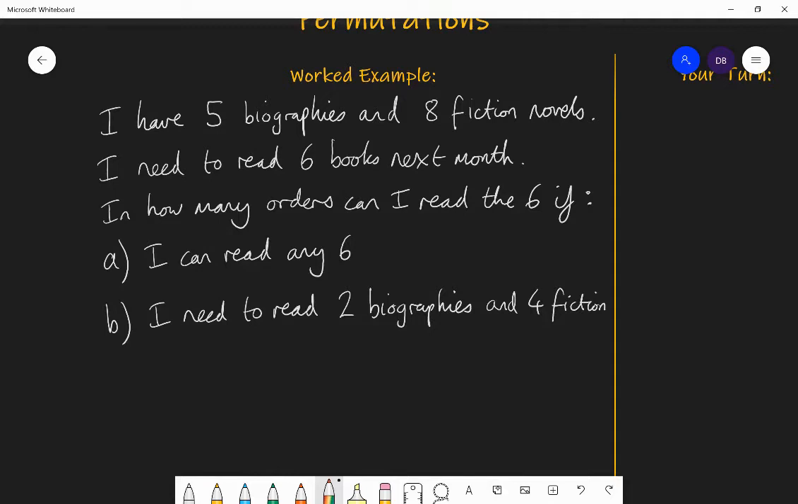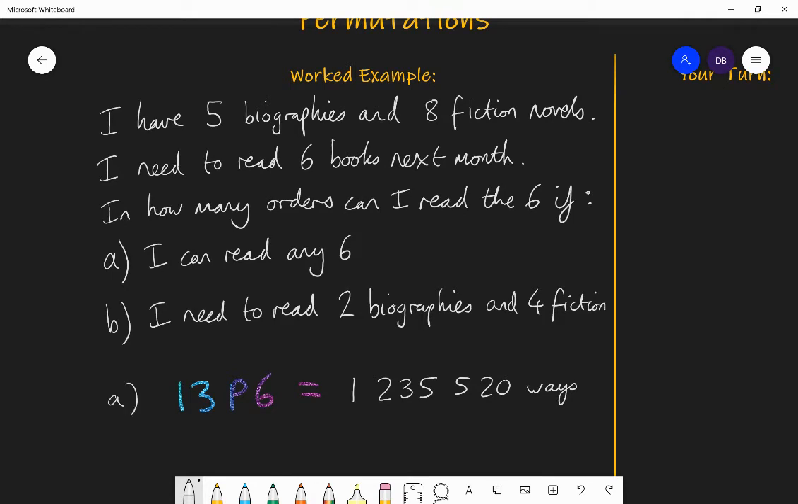The way I can do this is in just one calculation, by doing 13P6. So the number of permutations of 6 objects chosen from 13. And that gives me 1,235,520 different possible ways in which I can read my 6 books. That sounds huge, but remember, we have lots to choose from, and after each choice, I then still have a lot to choose from. So it counts up. So that's part A.